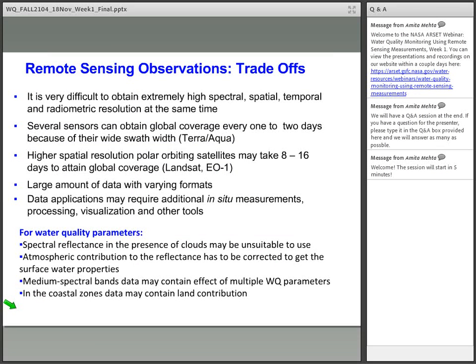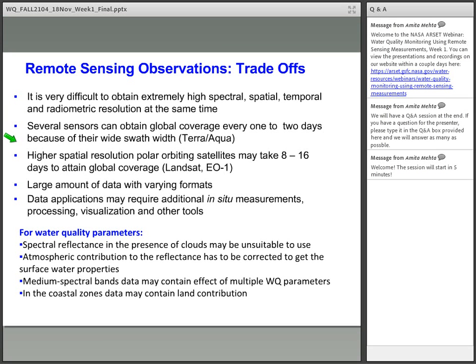So we talked a lot about remote sensing observations, and they have been very useful, but there are some limitations and trade-offs. We talked about spatial, temporal, coverage, resolution, spectral, and radiometric resolution. So it is very difficult to have everything at very high spectral, spatial, temporal, and radiometric resolution. As we saw in an example, there could be multiple observations through a geostationary satellite, but then it has limited spatial coverage. So that is one limitation.